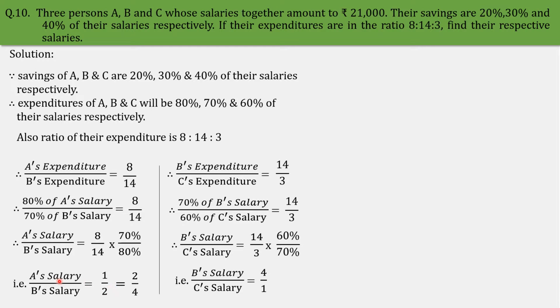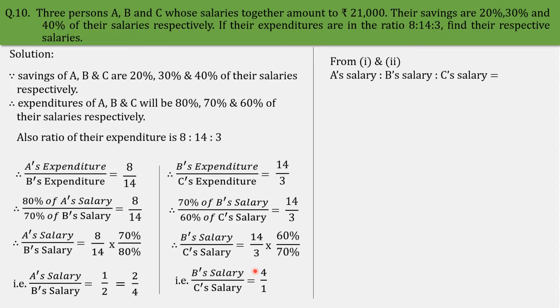So finally A and B's salary ratio is 2 upon 4 and B and C's salary ratio is 4 upon 1. So we have B's salary as common factor and also their values are the same. So from 1 and 2 we can conclude that A's salary is to B's salary is to C's salary is 2 is to 4 is to 1.